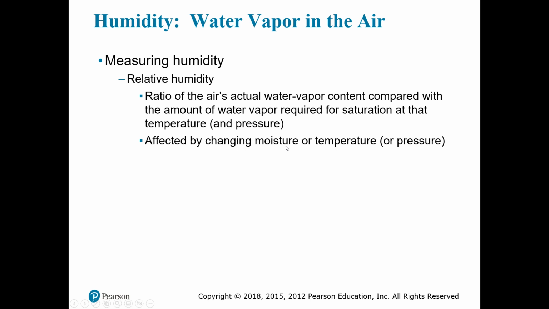Maybe there's more moisture that comes off of Lake Michigan that's added into the mix, and so we have a higher relative humidity. Or maybe the temperature goes up. If the temperature goes up, humidity is going to go down because now it can hold more water vapor, but it's not getting any more water vapor. So we have to think about that ratio in terms of its numerator and denominator.